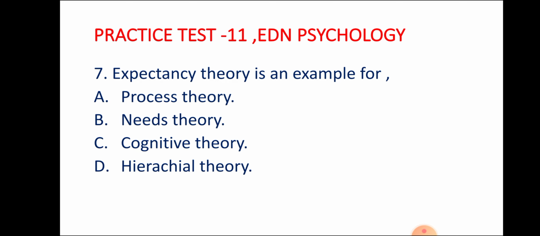Moving to question number 7. Expectancy theory is an example for. A. Process theory, B. Needs theory, C. Cognitive theory, D. Hierarchical theory. The right answer is option A. Process theory. Option A.